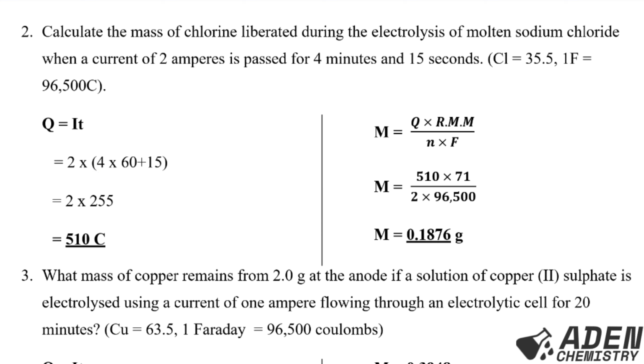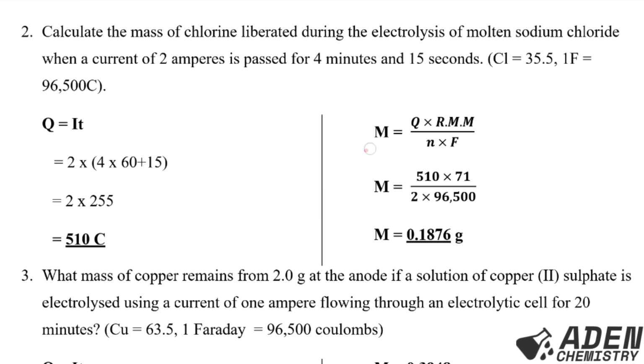Remember, time must be in seconds. So we take 4 multiplied by 60 to convert to seconds, then we add 15 seconds. So here we get 2 amperes multiplied by 255 seconds, and we get 510 coulombs as our quantity of electricity passed.